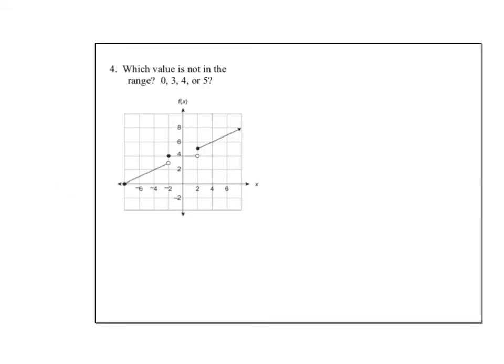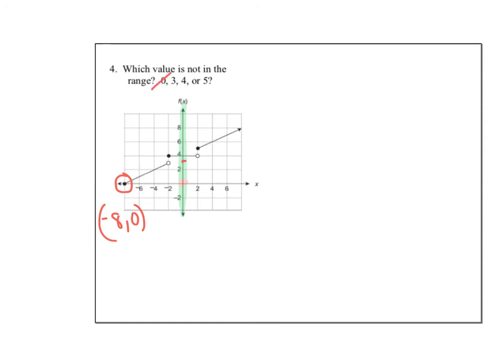And now let's look at the graphs. Which value is not in the range? Okay, so the range is the y values. So you're really looking at your y-axis. So is 0 in it? Well, the height of 0 is right here. Well, I see a point right there. That ordered pair would be -8, 0. So that's in the range. That one's fine. How about 3?